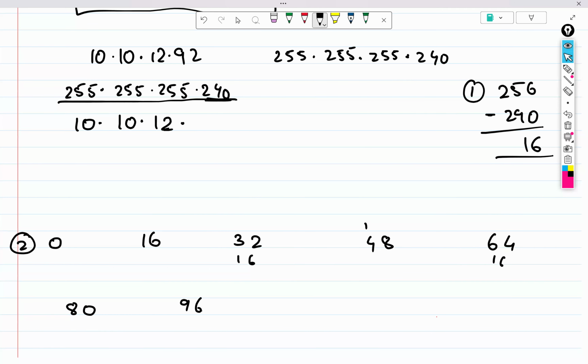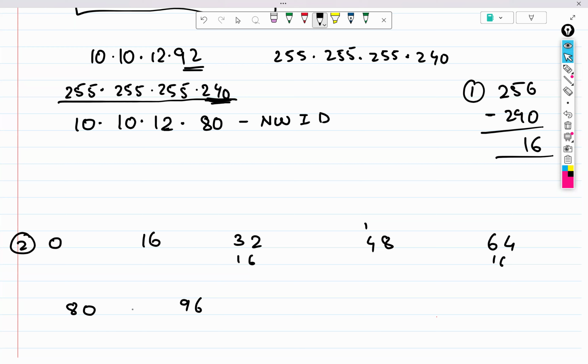Why are we stopping at 96? Because the 240 mask corresponds to a 92 value, and 92 comes in between 80 and 96. Okay. So for this subnet, the network ID is going to be 10.10.12.80.